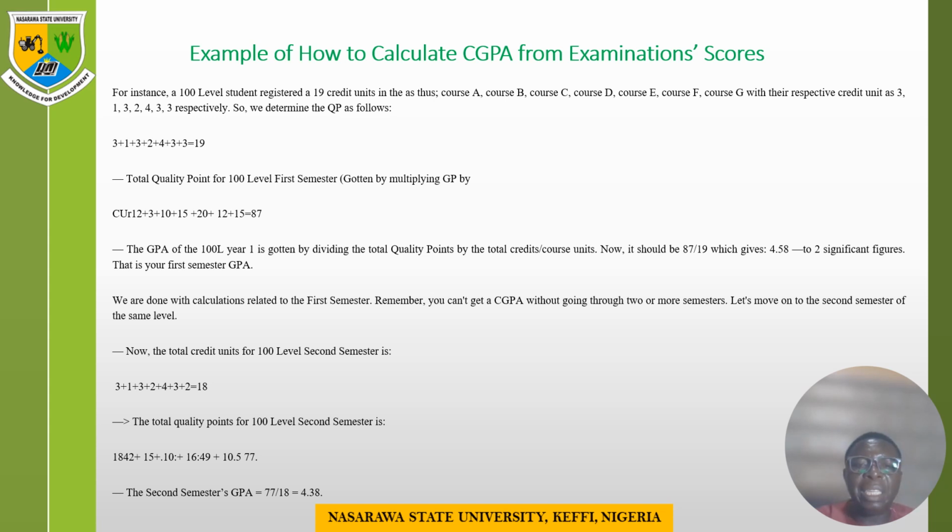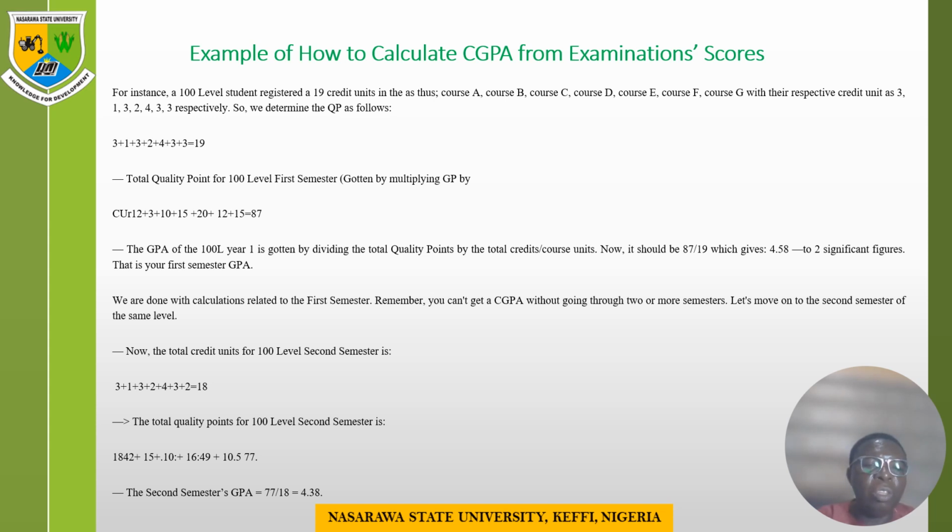We are done with the calculation related to the first semester. Remember, you can't get a CGPA without going through two or more semesters. Let's move on to the second semester of the same level. Now, the total credit units for 100 level second semester is 3 plus 1 plus 3 plus 2 plus 4 plus 3 plus 2, which equals 18. If you add all the credit units, it gives you 18.